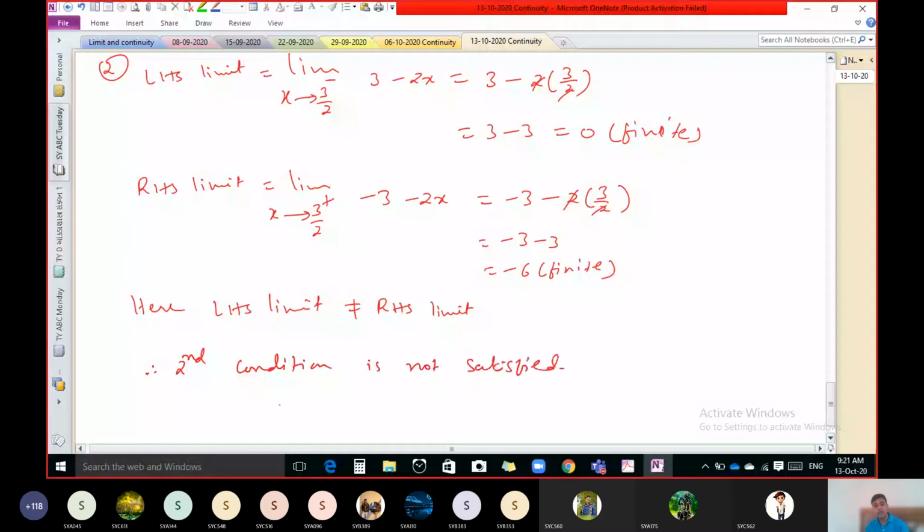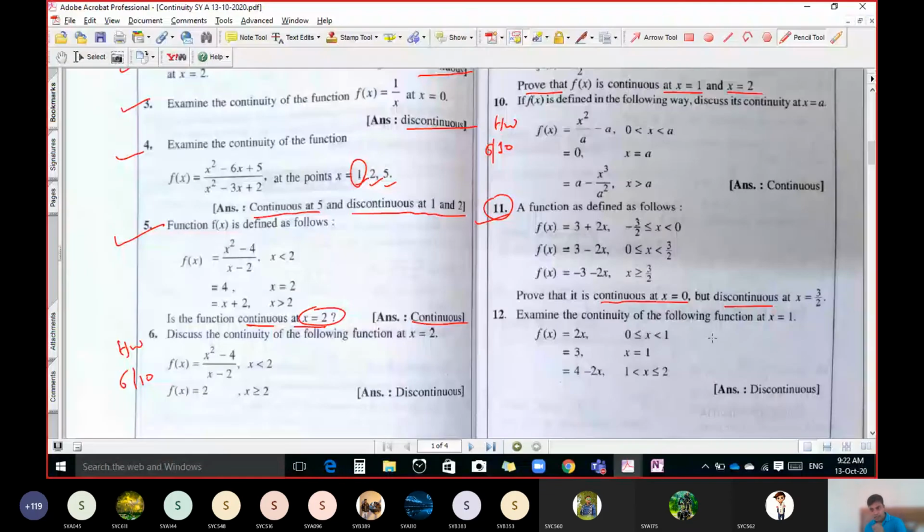And because the second condition is not satisfied, we can say that the function is discontinuous at x equal to 3 by 2. Hence proved. So this is what we had to prove. Here it is discontinuous for x equal to 3 by 2. Okay, let us do the next question.